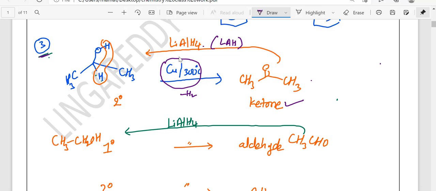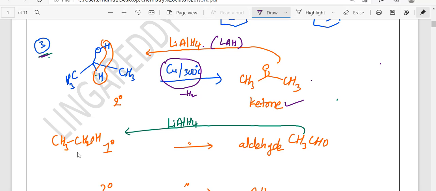If you know this type of reagents, you can do conversions easily. Sometimes the question will ask, how can you prepare ketone from isopropyl alcohol or isopropyl alcohol from ketone? This type of questions you can do by using these reagents. That's why the reagents are very, very important.